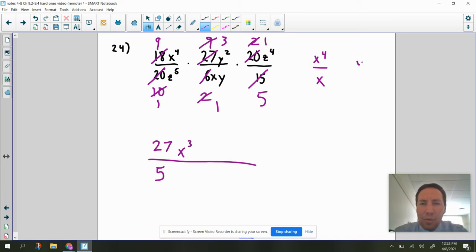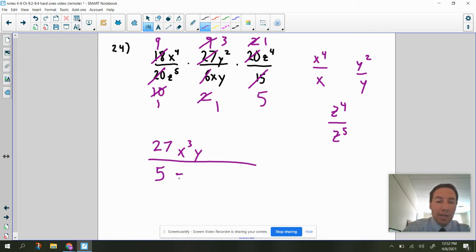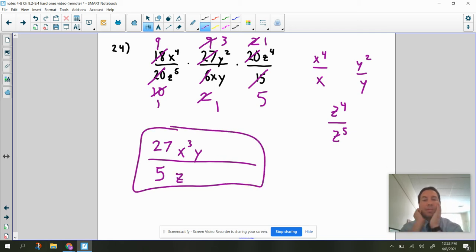Y's, it looks like I have a y squared on top and a y on the bottom, so that's going to end up with a y to the first, or just y on top. And then I have a z to the fourth on top, a z to the fifth on the bottom. So I've got more z's on the bottom, actually one more z. And my final answer is that. So again, I did it just like I do these other problems, it just looks a little different. I did my numbers, then my x's, then my y's, then my z's.